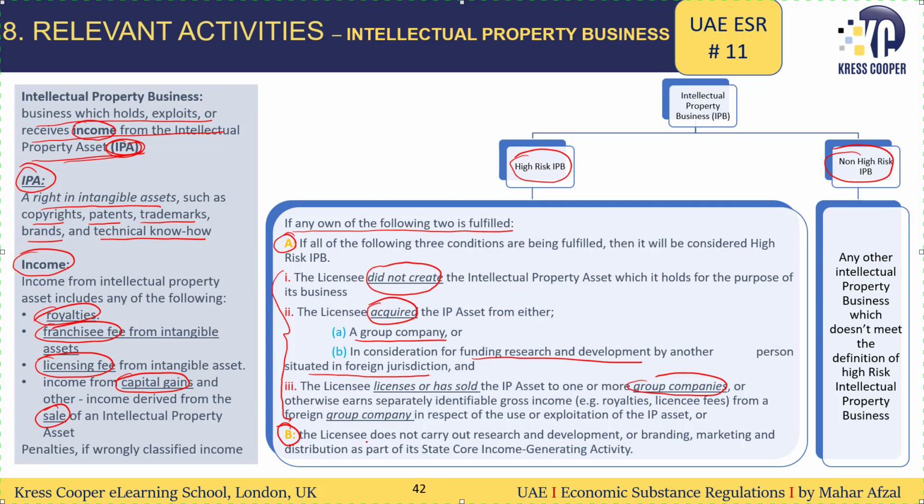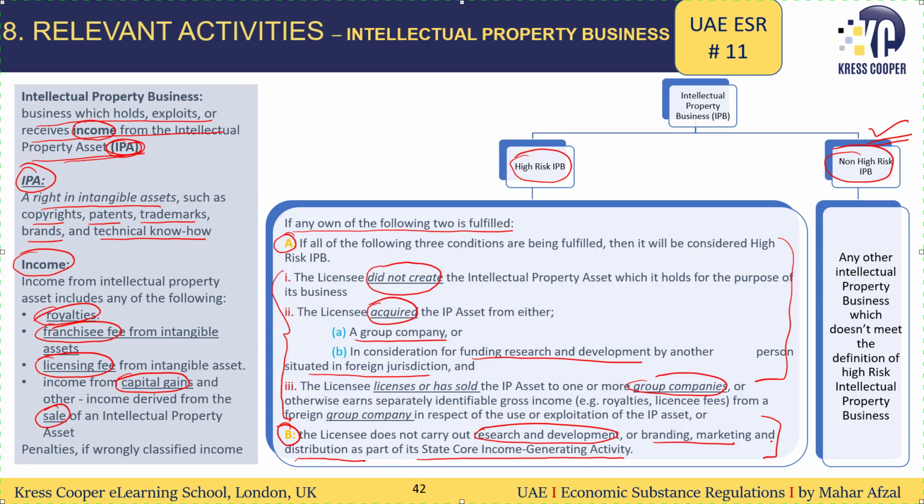And in the next condition, they said if the licensee does not carry out research and development or branding, marketing, distribution as its core income generating activities, and the licensee is earning income from such intangible asset, then it will be considered high risk intellectual property business. The second class is non-high risk intellectual property business, meaning any other intellectual property business which is not meeting condition A or condition B, then it will be considered non-high risk intellectual property business.